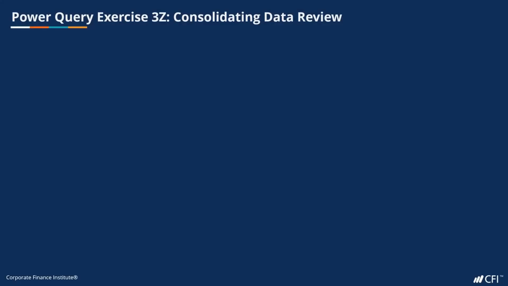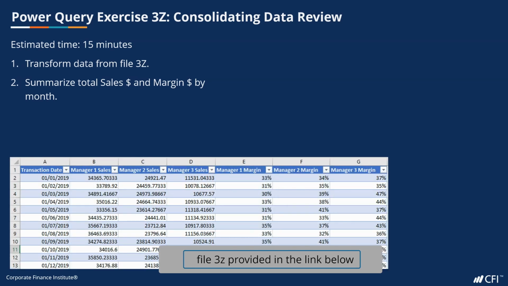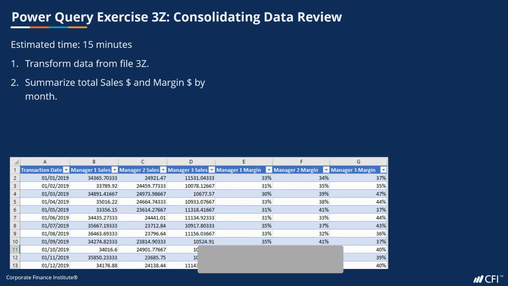Exercise 3Z, Consolidating Data Review. The estimated time for this task is about 15 minutes. Transform the data from file 3Z and summarize the total sales and margin by month.